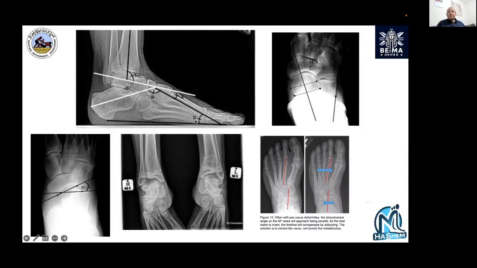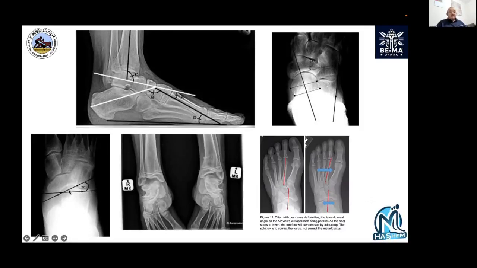This one is not here. You can spot here very easily what we call the Kite angle, the angle between the longitudinal axis of the talus and the calcaneum, and definitely with a cavus, this angle will be reduced.